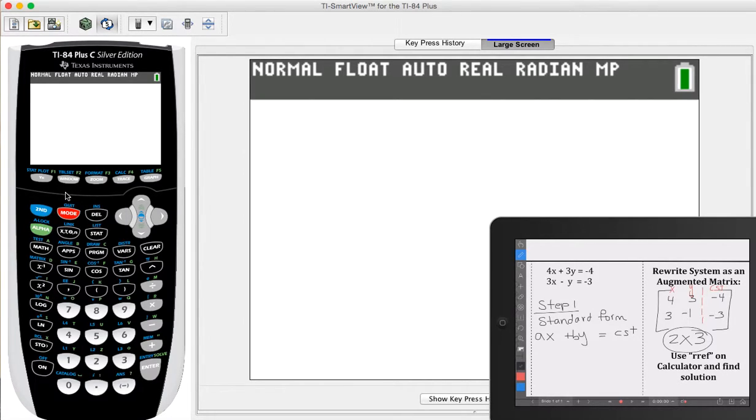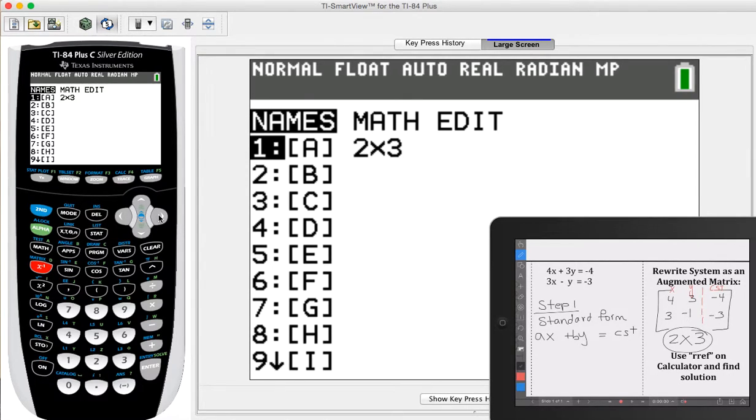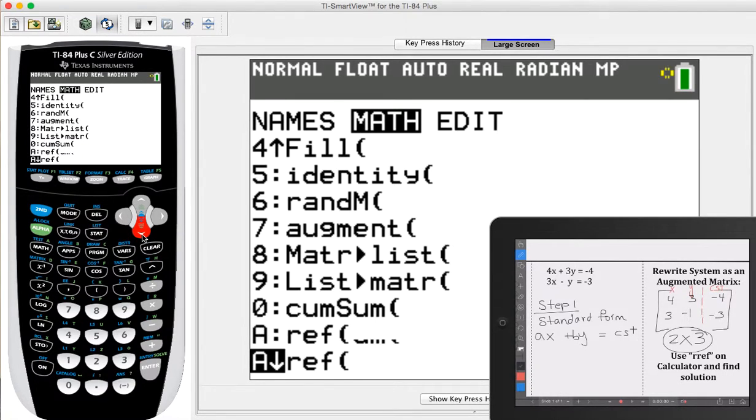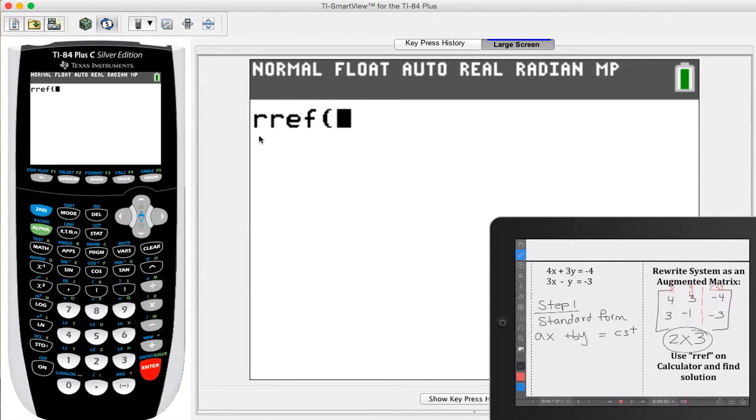To do that, you need to go to second matrix again. Now you move over once to math and you click all the way down until you get to something called B, which is the RREF. You see that? Now you press enter. Now you want to calculate the RREF to what?